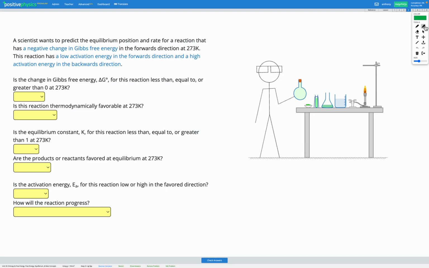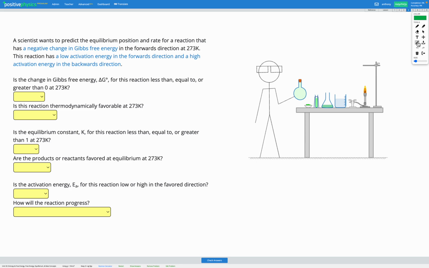In this skill, we're going to be thinking about Gibbs free energy and the equilibrium constant and how they are linked together. And we're also going to be thinking about how we can use the Gibbs free energy, the equilibrium constant, and knowledge about the activation energy to figure out which direction a reaction will proceed and at what speed.